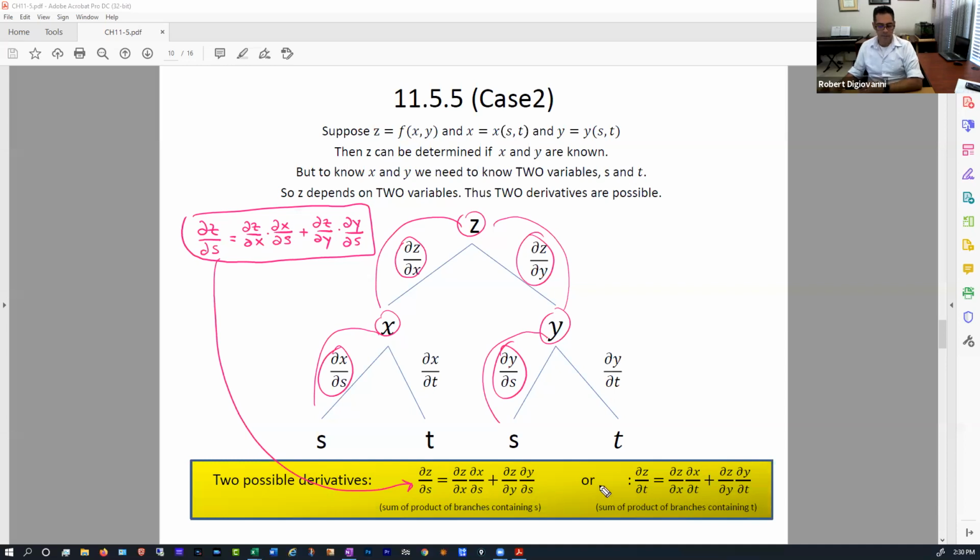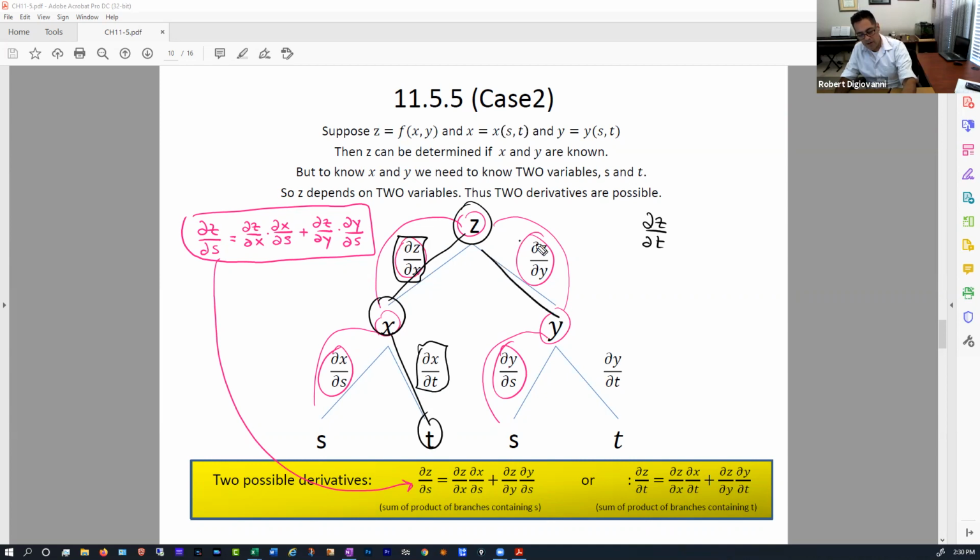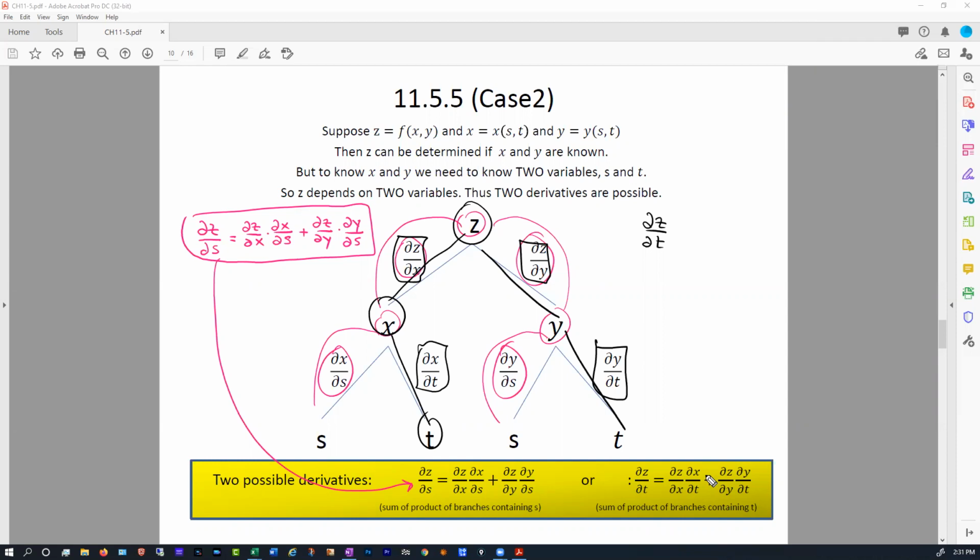Okay. Now, if I wanted the other partial, the partial of z with respect to the other variable t, I'd do it a little differently. I would go from here down to x, then down to t, so I'd pick up this partial and that partial. Then I go down here, pick up this partial, and then down this branch, pick up that partial. Then I multiply down each branch and add the two together. And that's what this is. Make sense or not? It makes sense. Okay.